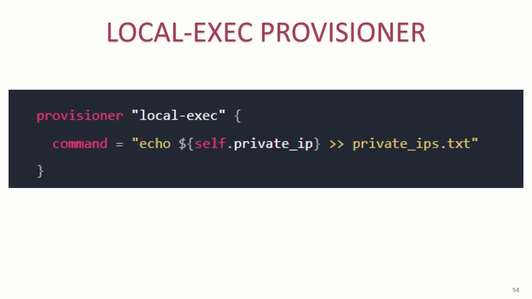Similarly, in case of local exec, we just need to change the name of the provisioner to local exec, instead of file provisioner, and then we can give any command here. This command will run on the machine from where we are running Terraform commands. Just like in our example, we are running it from a Windows machine. So once we run this command, it will execute on our local machine. But we don't want to use that because we want to execute the command in the newly created VM.